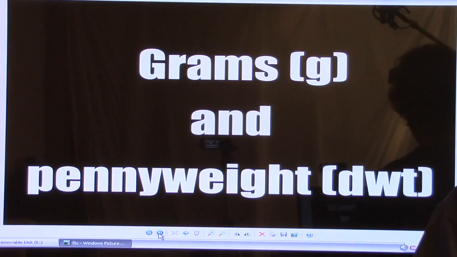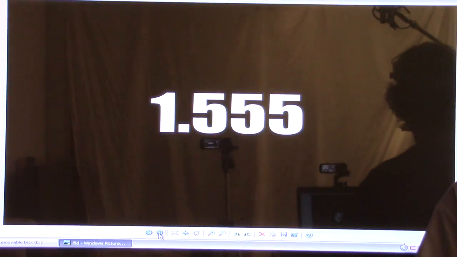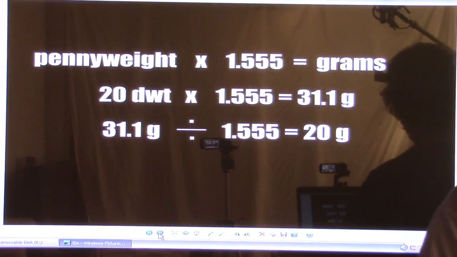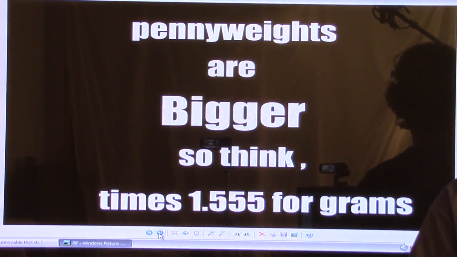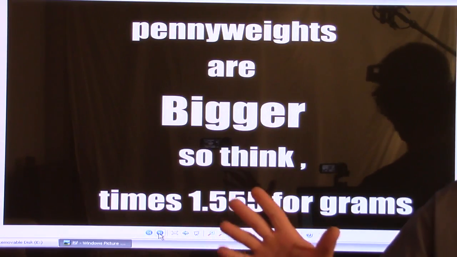Units of measure, grams and pennyweights. Grams, little g. Pennyweight, DWT, 1.555. Hopefully you remembered that. And then the conversion formula. Pennyweights are bigger, so you have to remember multiply to get the gram number. Bigger times multiply, and that gives you the grams.